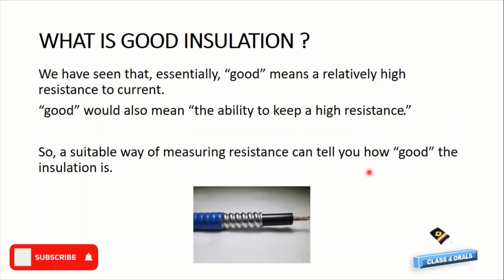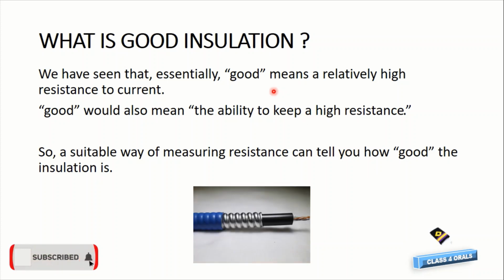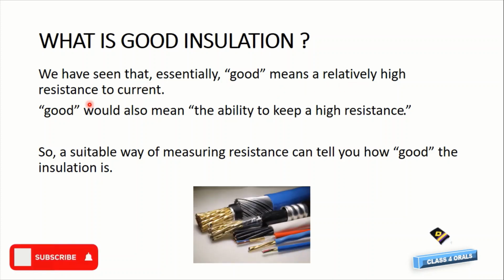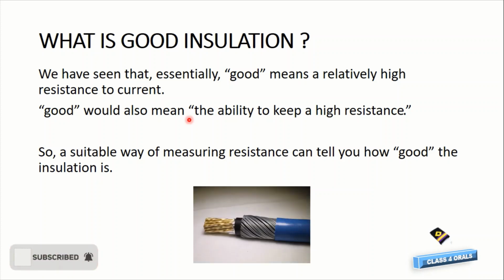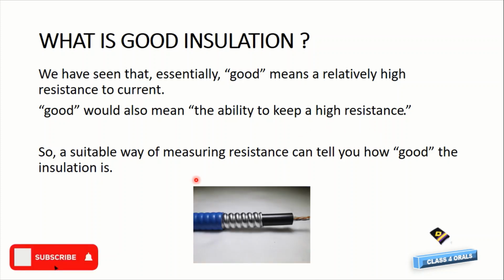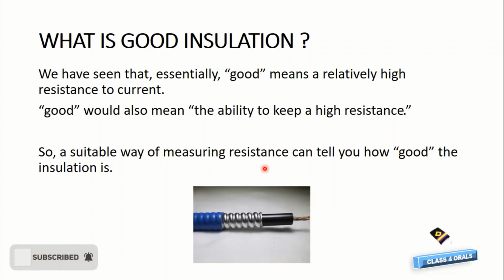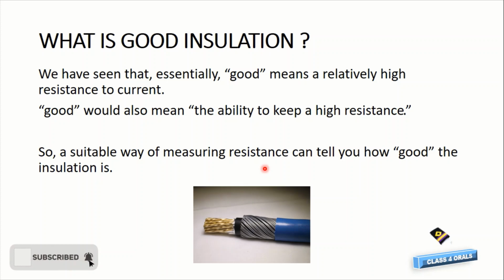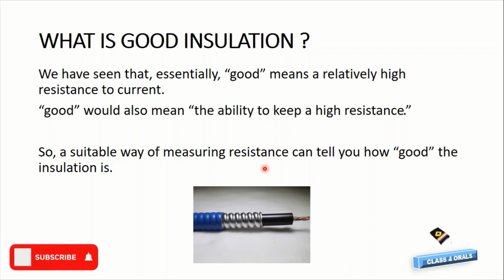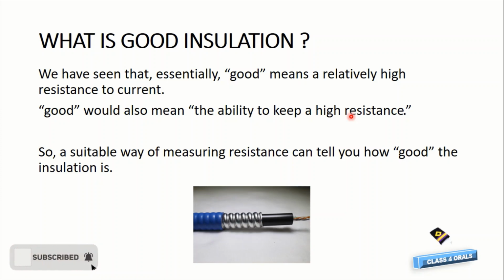Now the question arises, what is a good insulation? Some say there is a good insulation, there is a bad insulation. What is the meaning of good insulation? It means it is having a relatively high resistance to current. That means good means the ability to keep a high resistance. So a suitable way of measuring resistance will tell us how good the insulation is. So we are actually going to judge the insulation quality, whether it is holding the current, avoiding the current to go outside. That is the main purpose of insulation, correct?